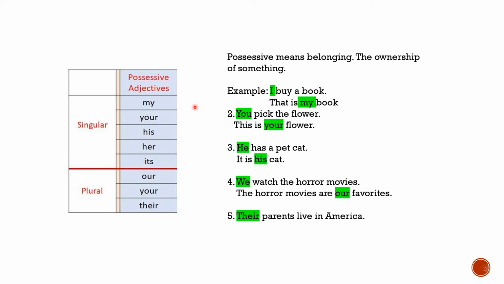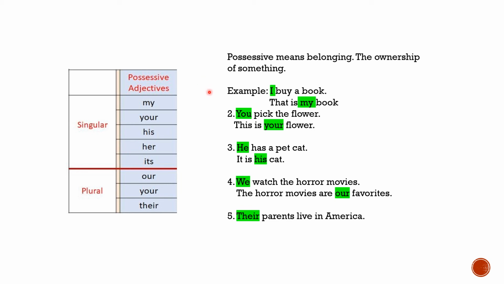So similar to subject pronoun, possessive adjective also contains singular and also plural. For singular, always remember, means one. You have my. My is for I. And then you have your for you. He, his, she, her, it, its.